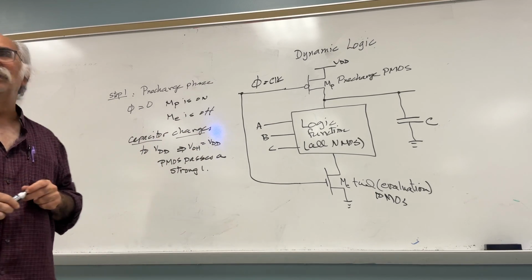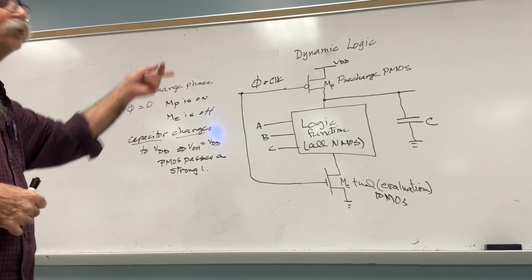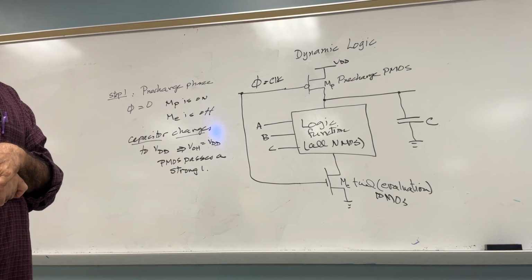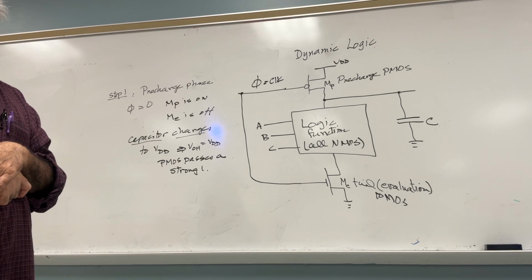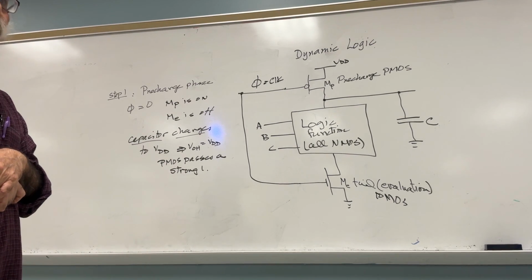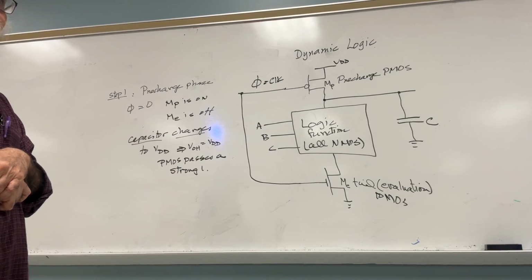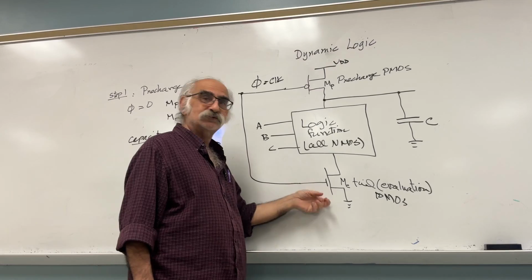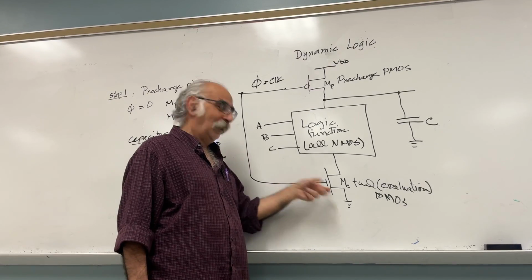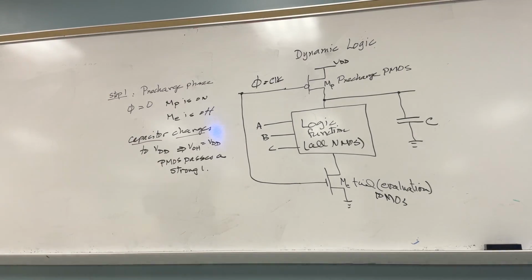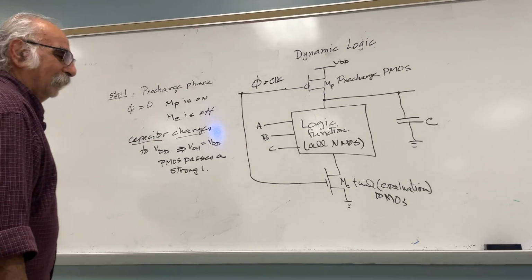Who is the source, by the way, for the PMOS? The VDD. Why? For the PMOS, the source has to be the highest voltage among all terminals, which is this. For the NMOS, who is the source? The ground. For the NMOS, the source has to be the least of the voltages. Did you get it?